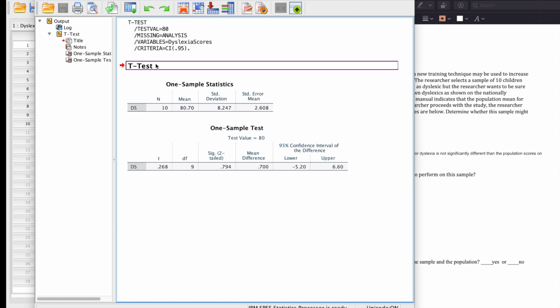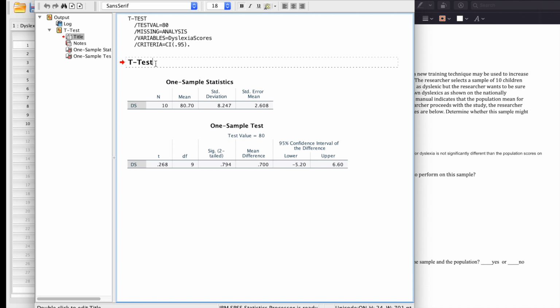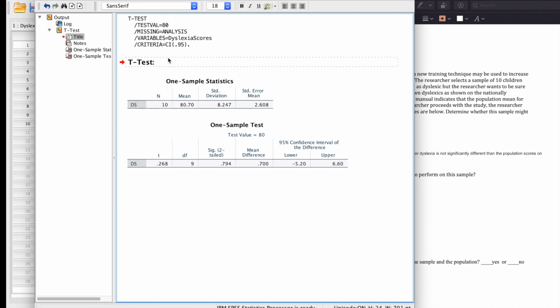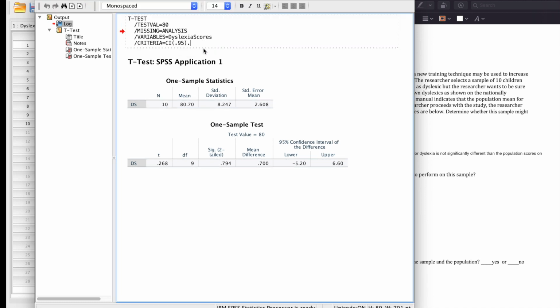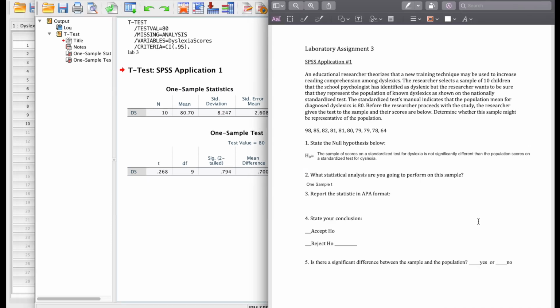First, we're going to go ahead and label it before we start breaking down what all this stuff means. This is going to be SPSS application 1, and this is lab. So the next step is to report the statistic in APA format. So you might be asking yourself, what is APA format? An APA format is the style of writing that we use in psychology when we write up our final reports on our studies and publish them to scholarly journal publications.